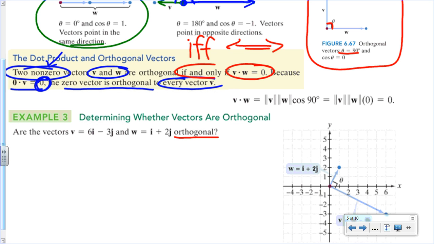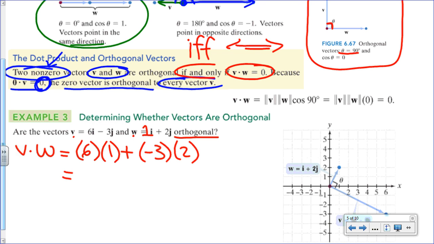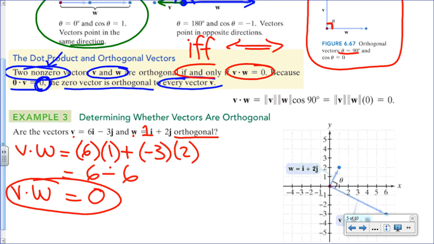So let's go ahead and answer problem 3, example 3. We're going to check if the vectors V and W are orthogonal. So we're going to go ahead and compute the dot product, and in this case, we're going to use the easy formula. That will be 6 times 1, the product of the horizontal components, because 1 is the coefficient of the horizontal component, plus the product of the vertical components, negative 3 times 2. 6 times 1 is 6, negative 3 times 2 is negative 6. So we have 6 minus 6 is 0. So we can say that the dot product of V dotted with W is equal to 0.